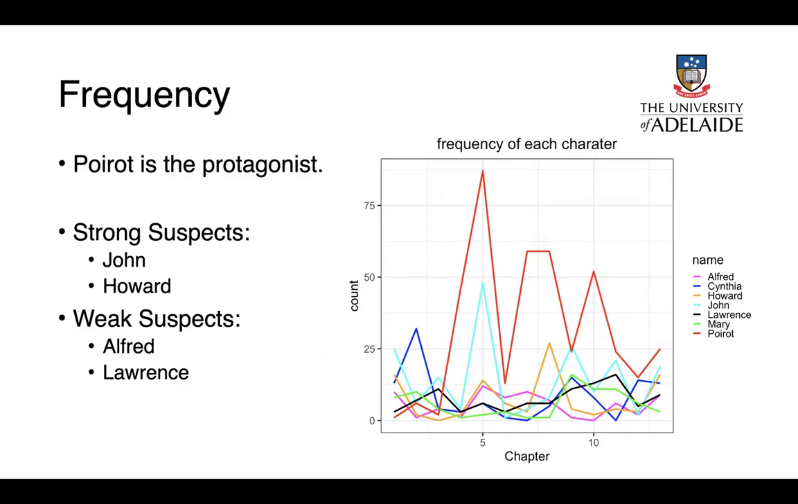We say that frequencies of John and Howard rise obviously from chapter 12 to chapter 13. So we determine John and Howard as our strong suspects. And for Alfred and Lawrence, their frequencies also rise, but to a lesser degree. So we determine these two as our weak suspects. This is the result of our first method.